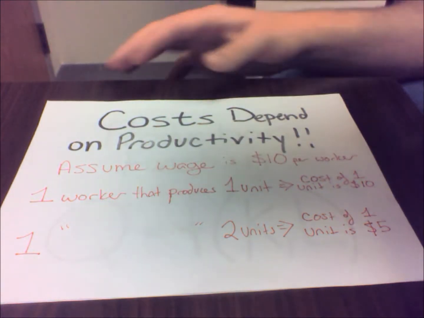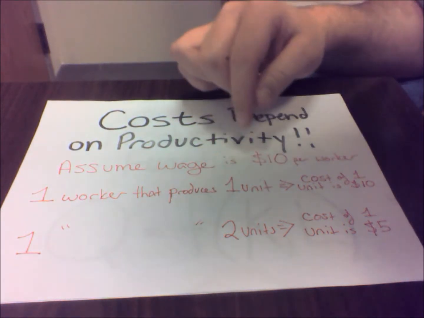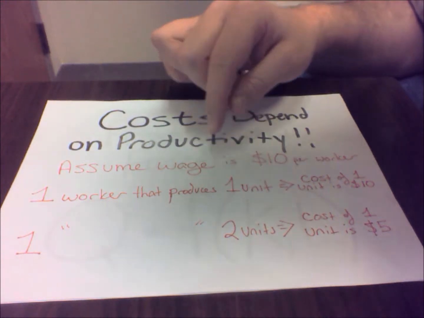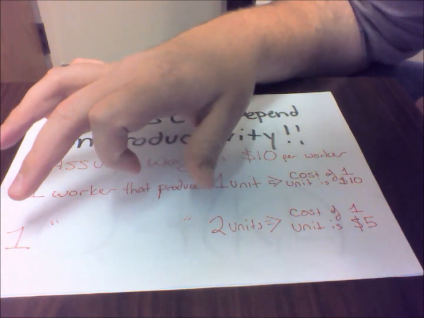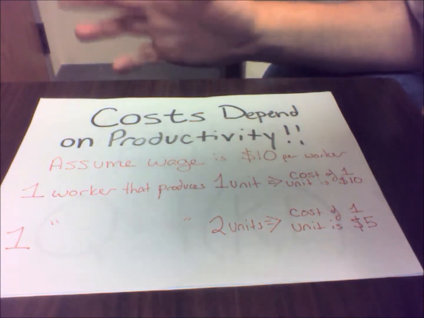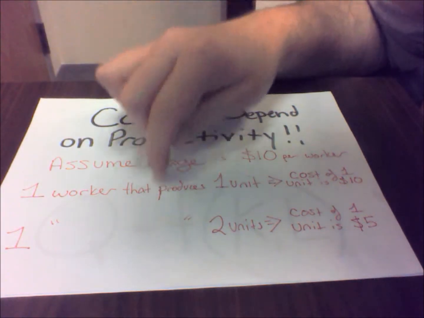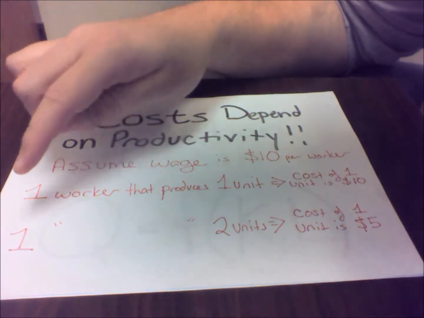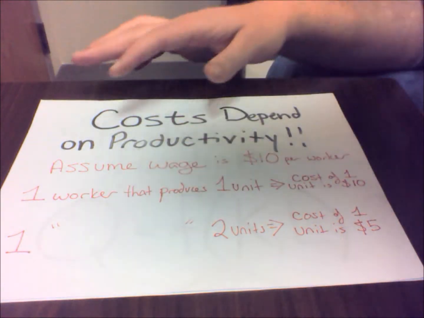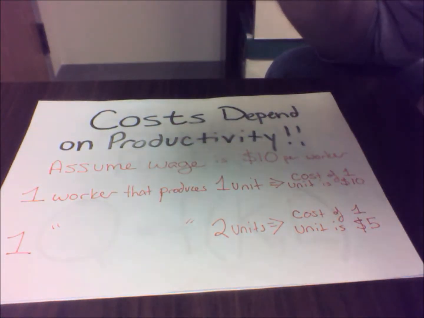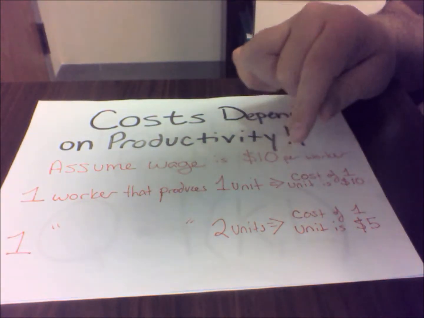Well, it should be obvious that the cost of producing that one widget is $10. That's because the only cost that the firm has to incur is to hire that one worker at a cost of $10. Now let's say we have a second widget manufacturer that's, for whatever reason, able to employ workers that are twice as productive as the first widget manufacturer. Specifically, this firm can hire one worker, and that one worker can produce two widgets. So now it should be clear that the cost of producing one widget for this firm is going to be a lot lower than for the first firm.